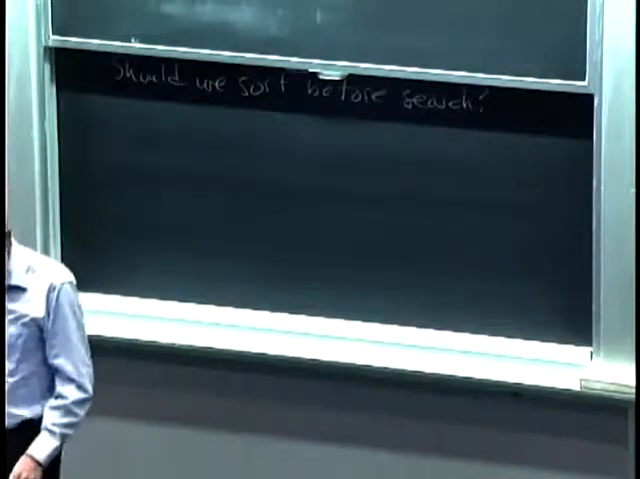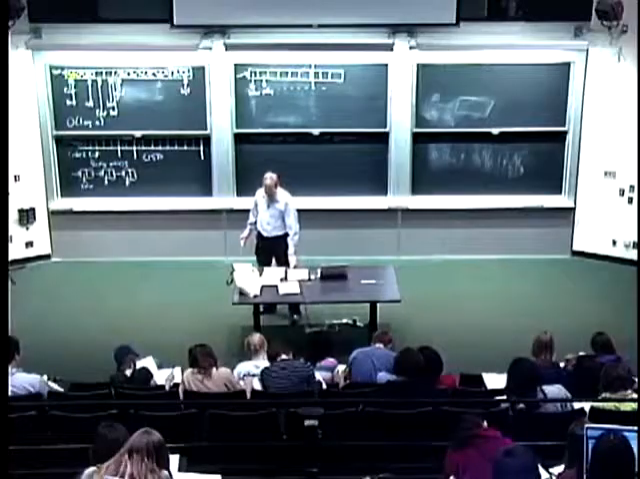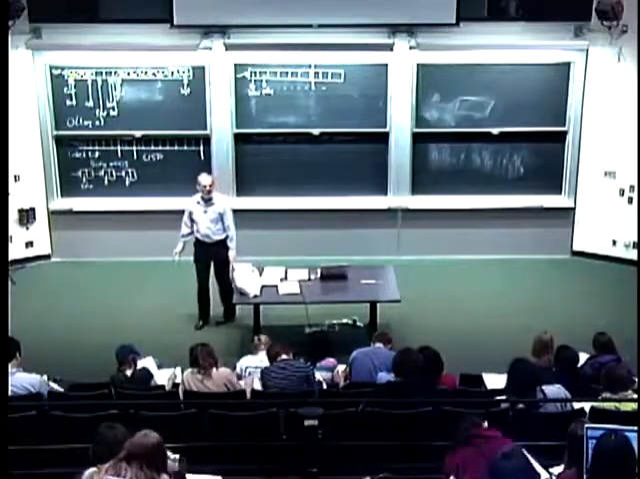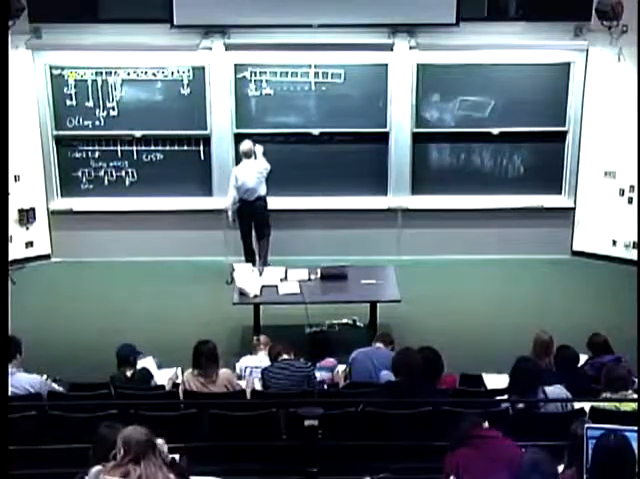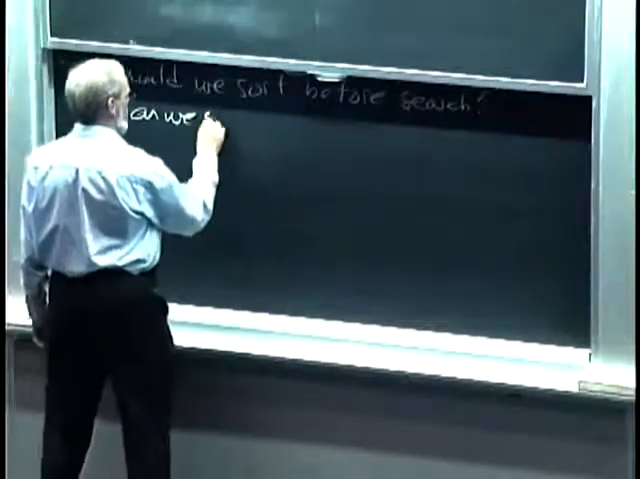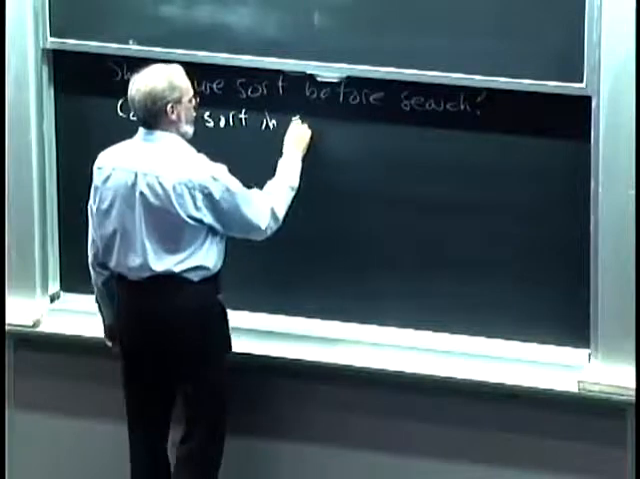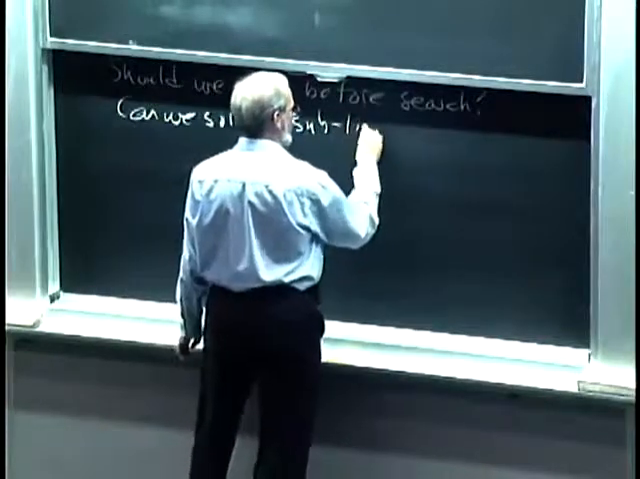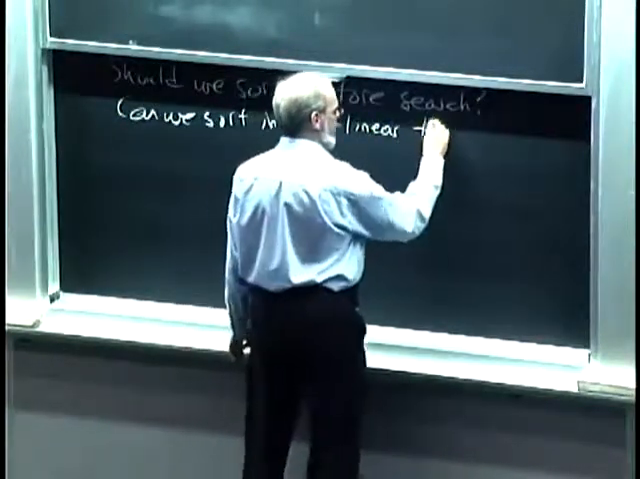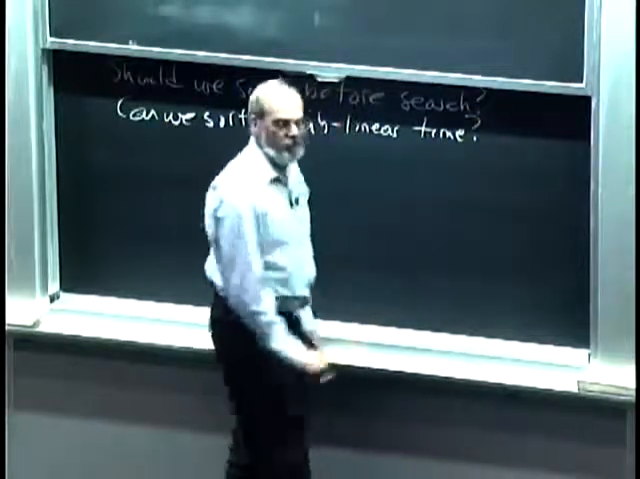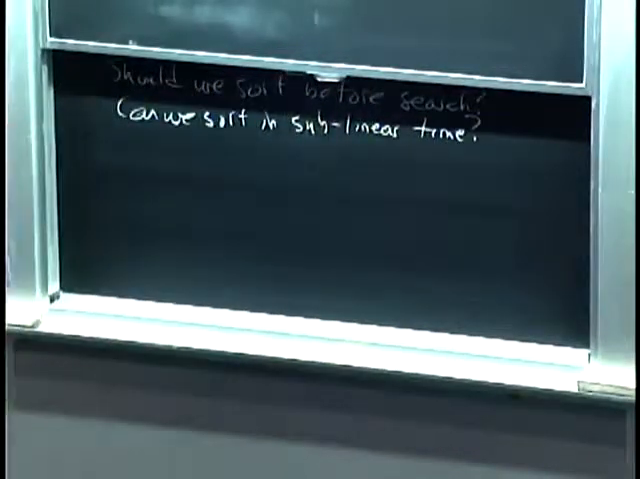Okay, so let's see. If I'm going to do this, how fast could we sort a list? Can we sort a list in sublinear time? Sublinear meaning something like log, less than linear time. What do you think? Is this possible?